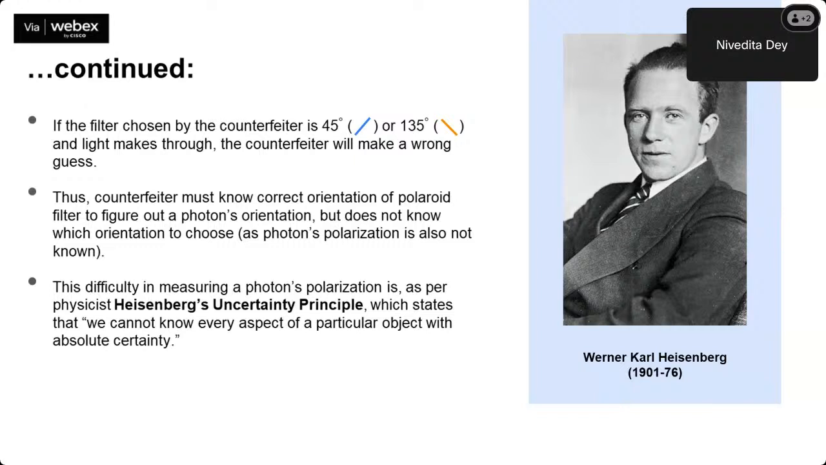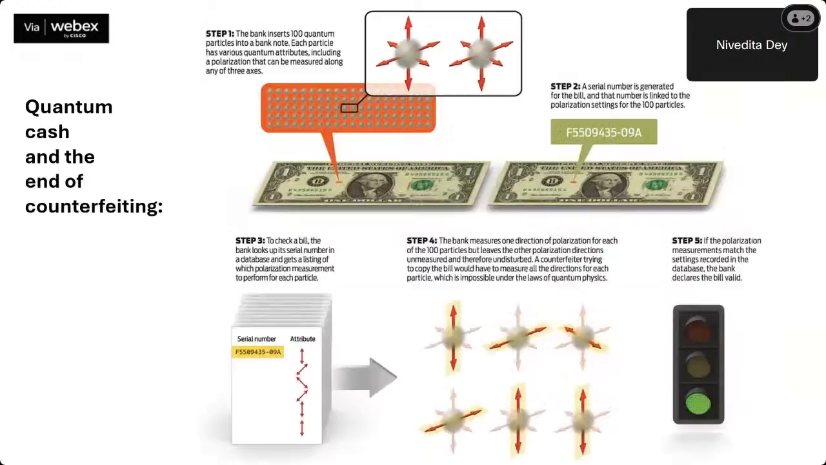Again, focus, we cannot know every aspect, meaning its time as well as its position, or say momentum as well as its position, of a particular object with absolute certainty. That is, you have to keep one fixed, then you can calculate the change, everything with respect to the second one, and vice versa. You can check this one.